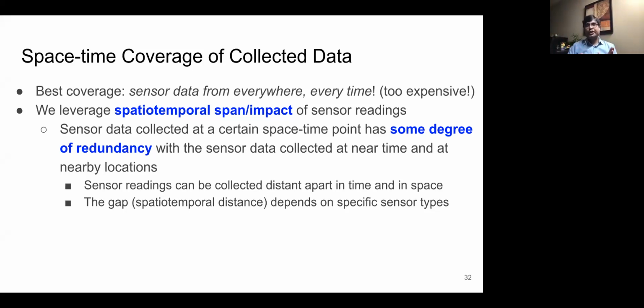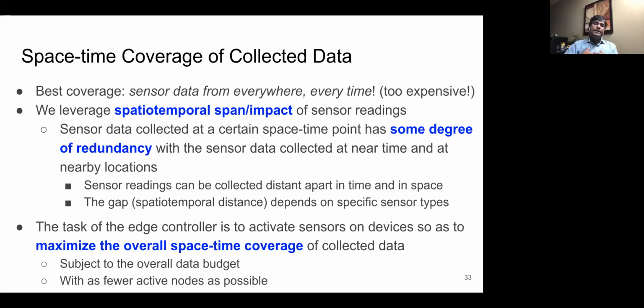And of course, this separation and the influence that happens through it is dependent on the sensor type. The goal of this edge controller is to control who is going to be activated when, so that it can maximize the overall space-time coverage, right? And of course, it will be subject to the overall data budget, because the volume of data that can be produced is eventually limited. The goal is to comply with that, and also to activate as few nodes as possible. Why do we want to activate fewer sensors? Because if we activate fewer sensors, of course, we can save energy, because the sensor does not need to run all the time.